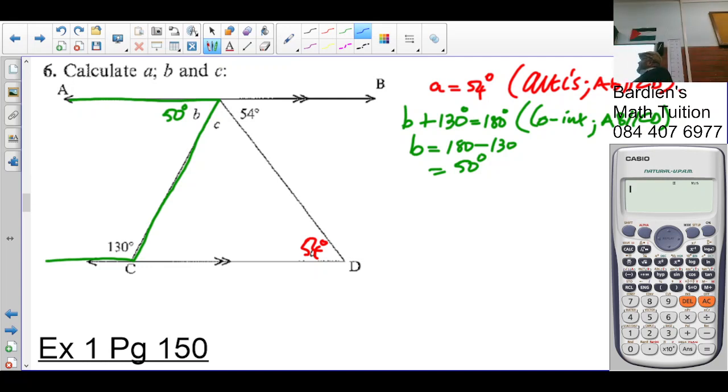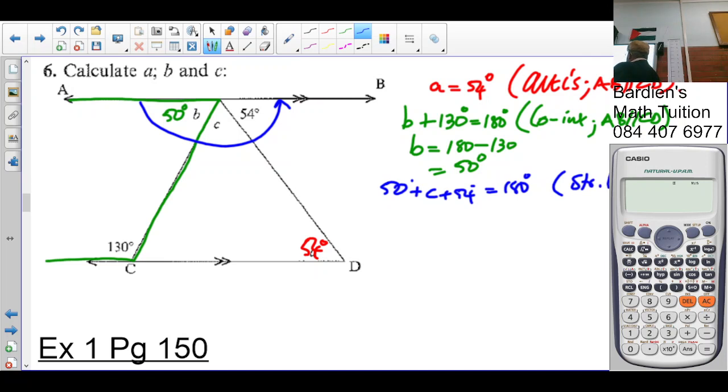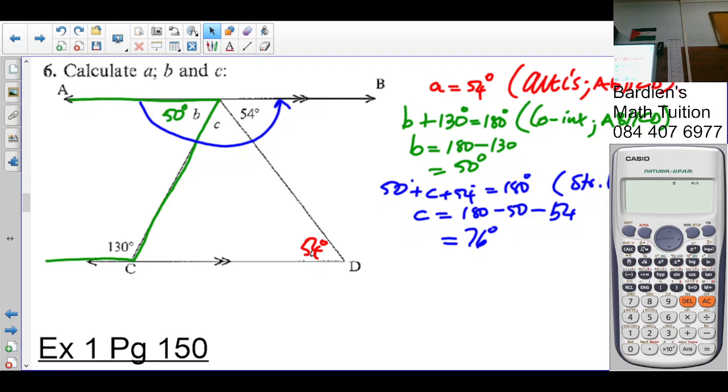C. So 50 plus C plus 54 is equal to 180 degrees. Why? It was on a straight line. So C is equal to 180 minus 50 minus 54. So that gives you 76 degrees. Okay?